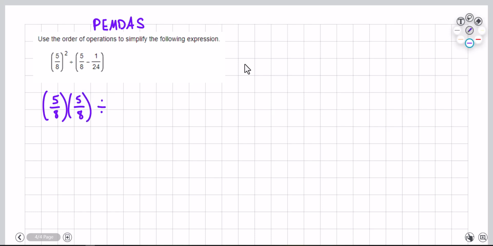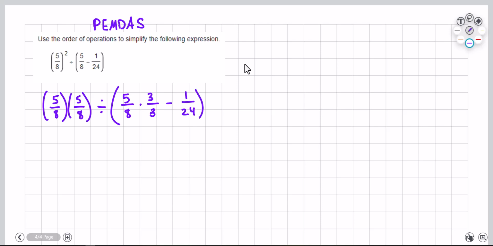Then divided by, now this, there's something I can do inside this parentheses, and I need to get a least common denominator on this 5/8. And I think if I do 3/3, because 8 times 3 is 24, and remember that this can't change this fraction, you're just multiplying by 1, and then minus 1/24.